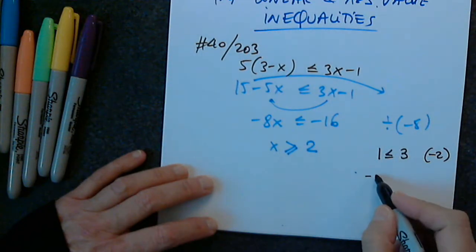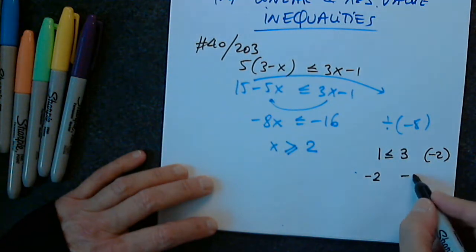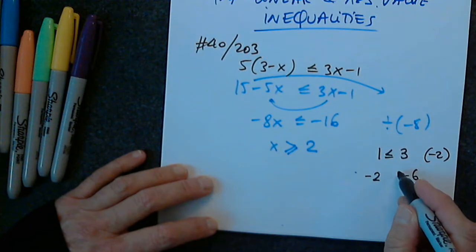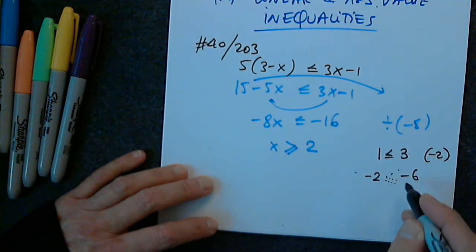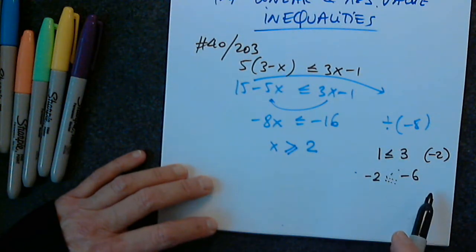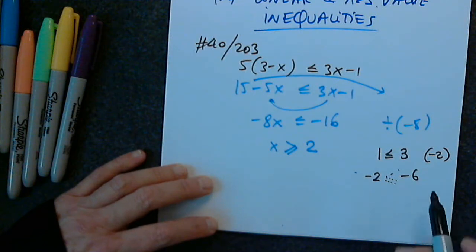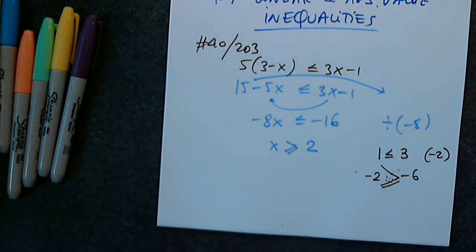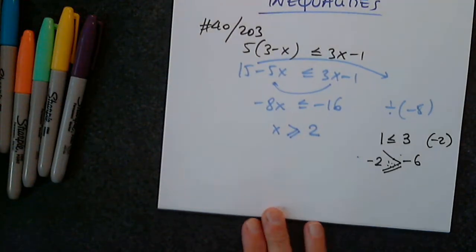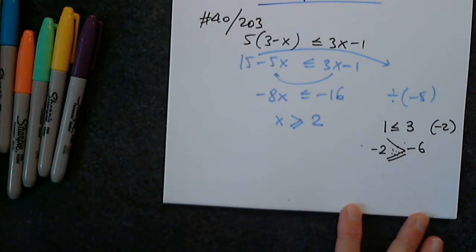1 times negative 2 is negative 2. 3 times negative 2 is negative 6. Can I still keep this inequality symbol? Is negative 2 still smaller than negative 6? No. So that's the reason why every time we multiply or divide both sides of an inequality by a negative number, we have to switch the inequality symbol. Should I write this law, or do you want to?